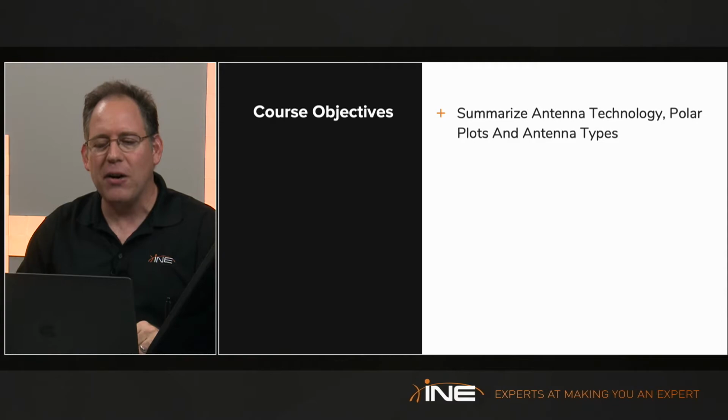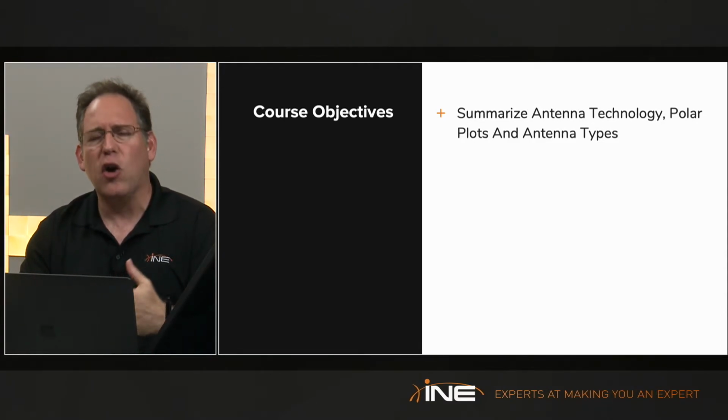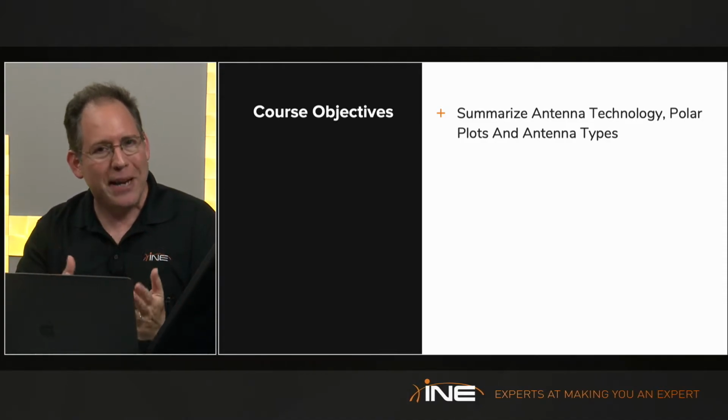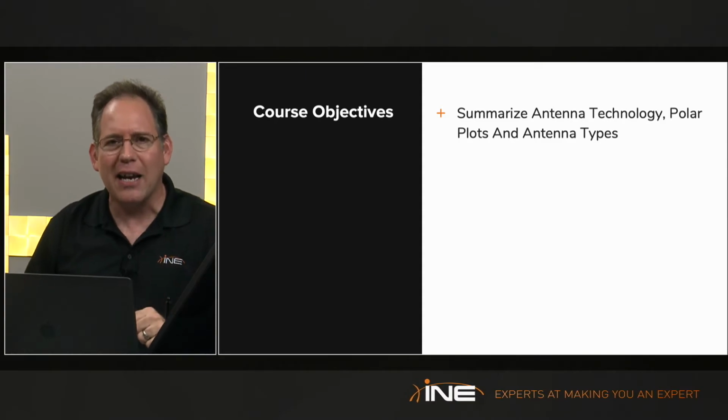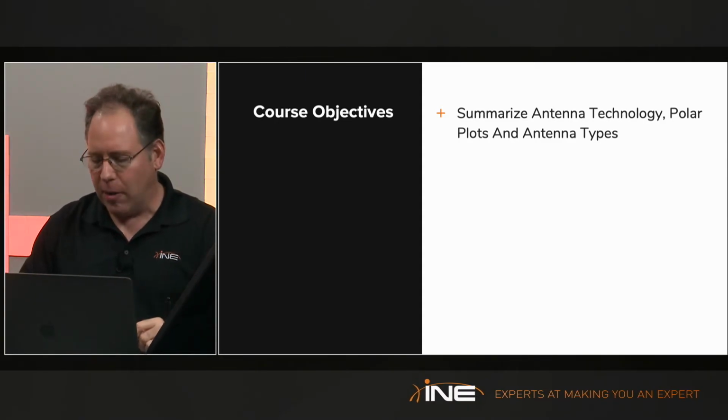We'll also talk about antenna technology. What are antennas? What are they made of? What's this thing called a polar plot and antenna gain? We'll look at different types of antennas. What makes a dipole antenna different than a Yagi antenna versus something else like a patch antenna? We'll learn all about that.